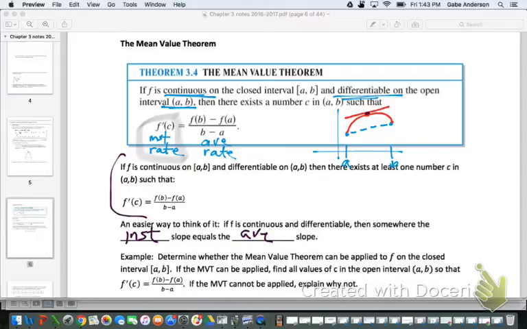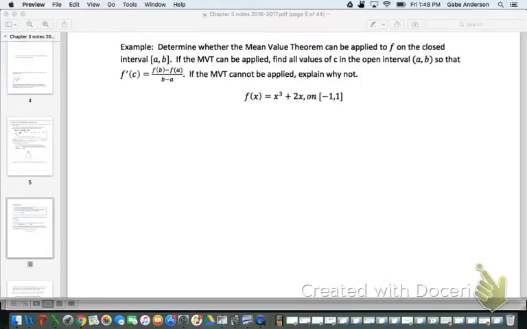Okay, so let's take a look at our first example. We're going to do two of them, so take a look down below. We'll do our first example. All right, so there's really two questions here. Let's take a look at these independently. The first sentence says, determine whether the mean value theorem, by the way, you can use the acronym MVT for mean value theorem. Everybody knows what that means, so if you use it, it's okay. I'd encourage you to do that because you're not wasting time. Determine whether the mean value theorem can be applied to f on the closed interval a to b. So let's determine that first.